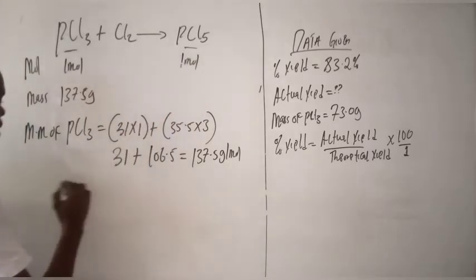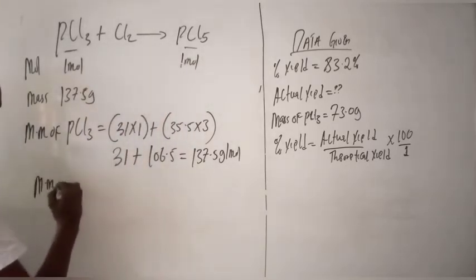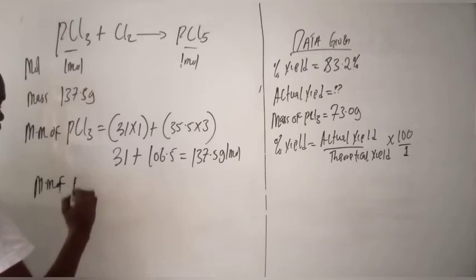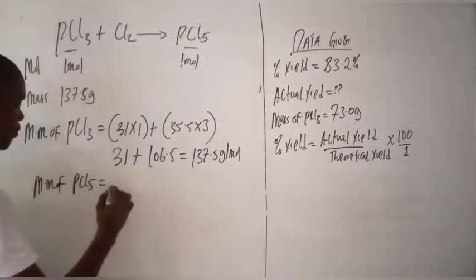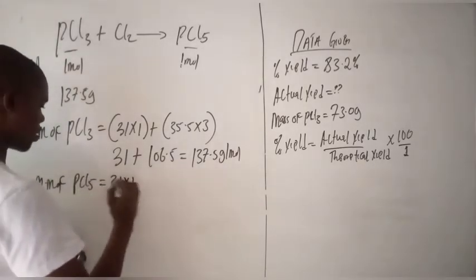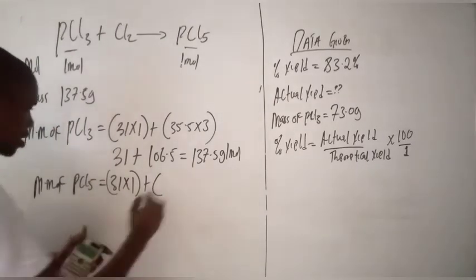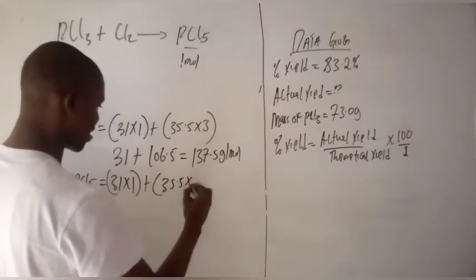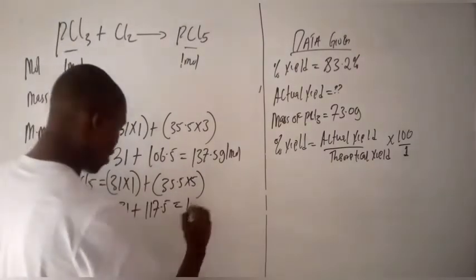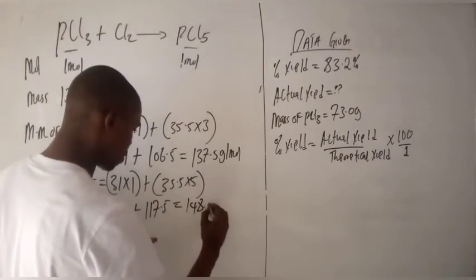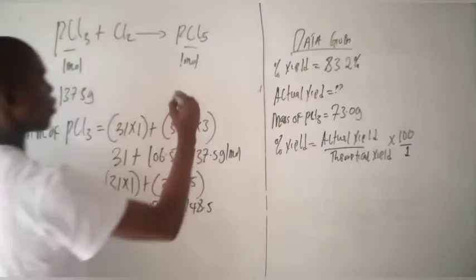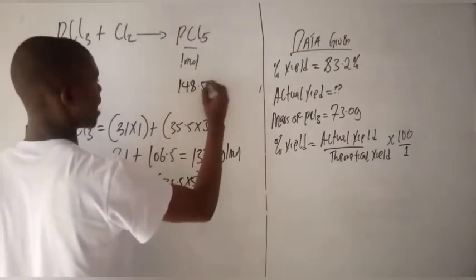Same thing with this one here. The molar mass of PCl5: here we have 31 times 1 plus 35.5 times 5, so 148.5. So here you have 148.5 gram.